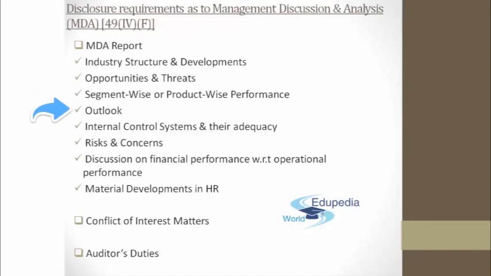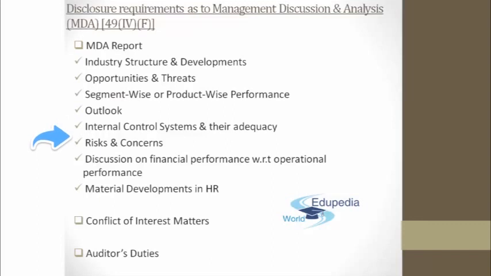And how about the outlook? How has the world been viewing our company? How has their outlook been towards our company, the kind of work that we are doing? What is our industry structure and what all developments can be done? This will be included in the MDA report. Apart from this, the kind of internal control systems and their adequacy will be covered. The MDA report shall also include the position of the internal control systems of the company and whether those internal control systems are adequate enough to ensure security and safety, and whether different internal audit segments are possible and feasible for the company or not. That will also be included in this MDA report.